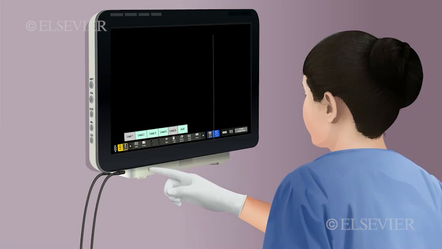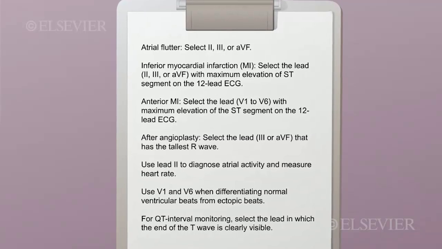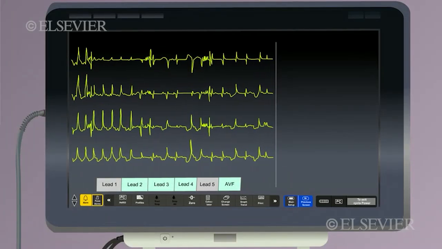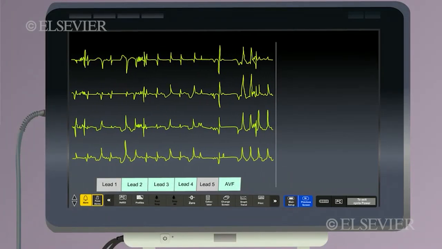Select the limb leads appropriate for the clinical situation. Select EASI 12-lead monitoring if a view of 12 leads is needed.